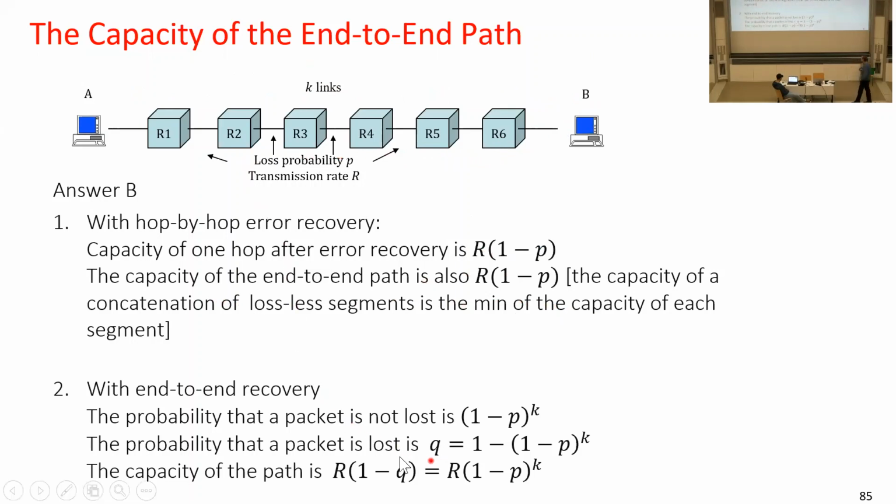The wrong formula that you gave is, in fact, the formula we would have if we have end-to-end recovery and if the losses are independent. Then the probability that a packet is lost will be given by this formula. And then again, applying this, the capacity is R times this. So that's the capacity we would have with end-to-end recovery.